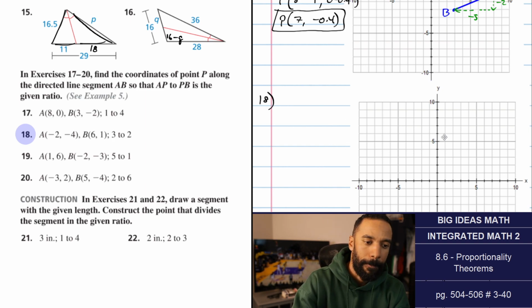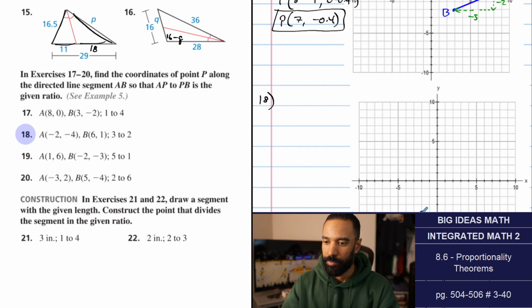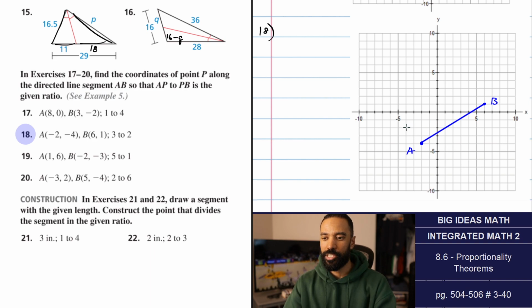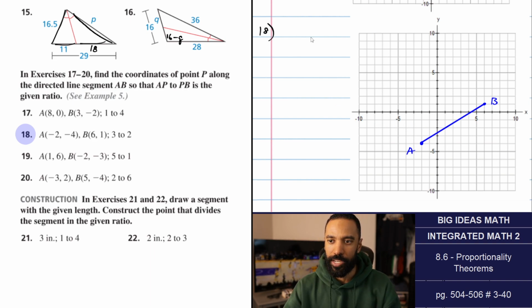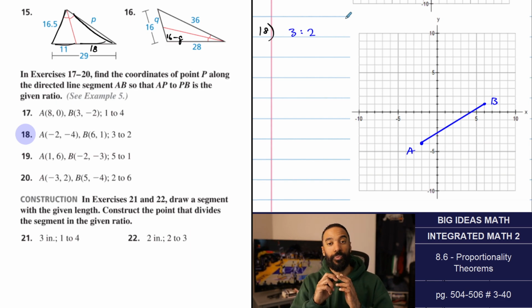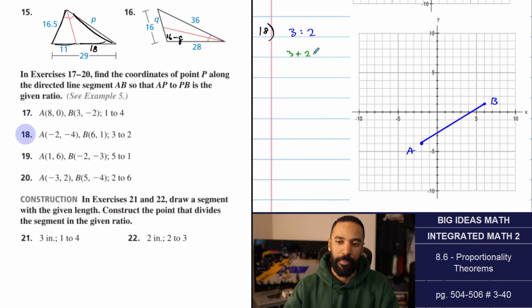A is at -2, -4. B is at 6, 1. I wish they were further apart in general, but this is probably fine. This ratio is 3 to 2, which means we want to go 3/5, because 3 plus 2 is 5. We want to go 3/5 of the way from A to B to go to P.